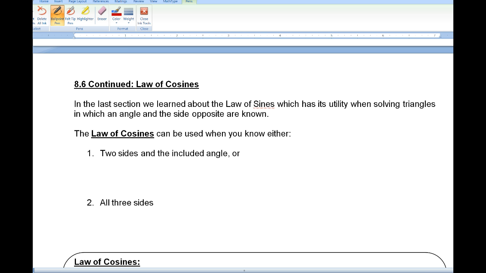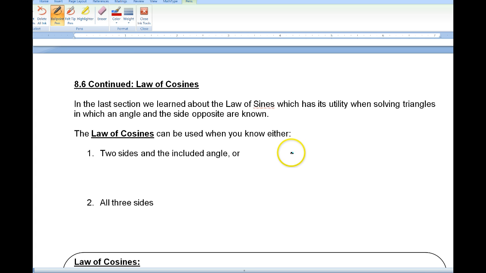So law of cosines, we don't necessarily have to know a side and an angle that are opposite of each other. Okay, so law of cosines can be used when you know either two sides and the included angle. So we kind of think of this as like side angle side.